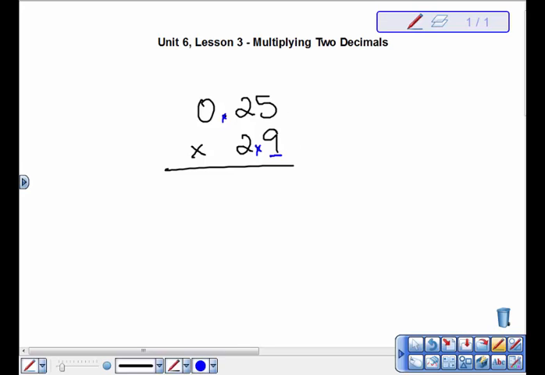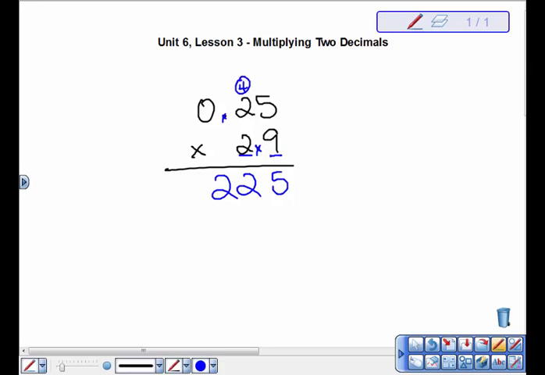Start with the 9. 9 times 5 is 45. Put down the 5, carry the 4, and circle it so you don't forget about it. 9 times 2 is 18. 18 plus 4 is 22. So my first piece is 225.